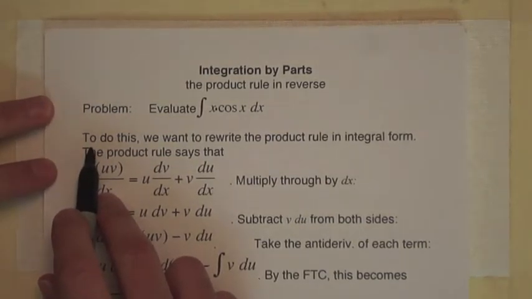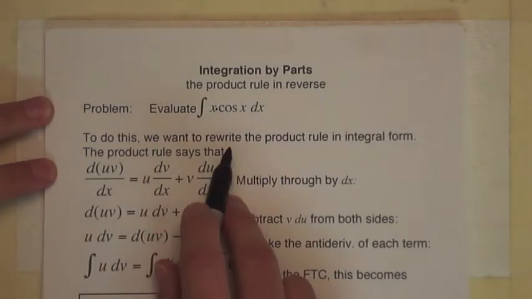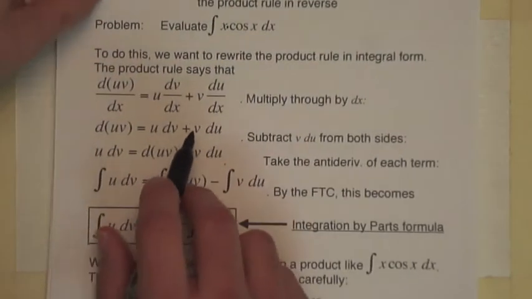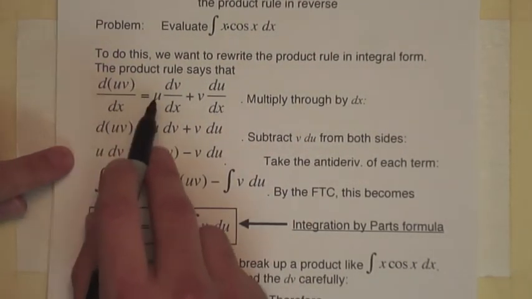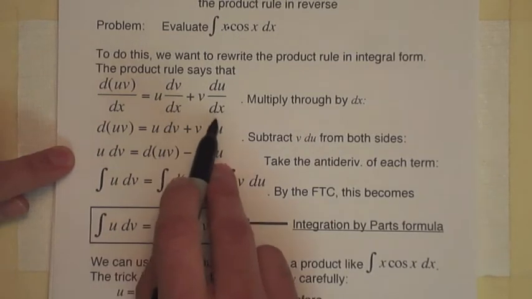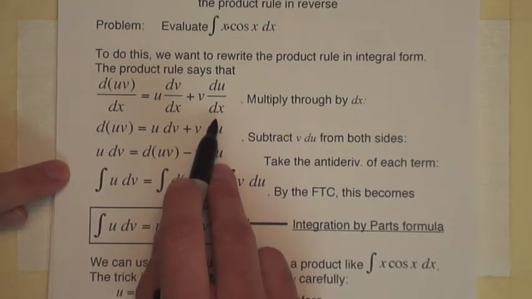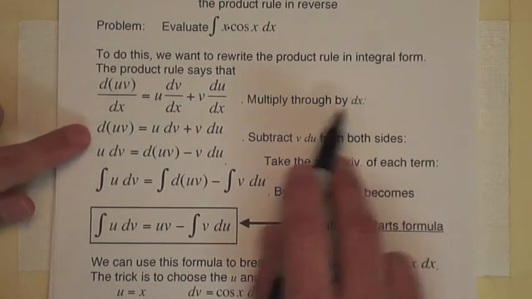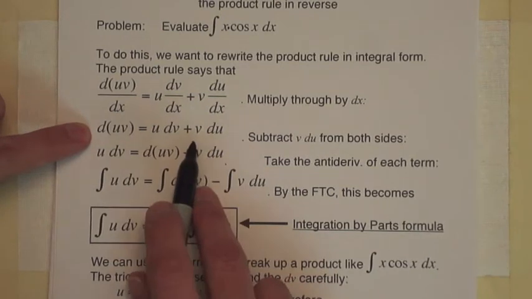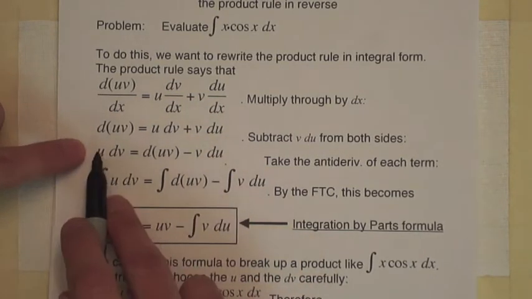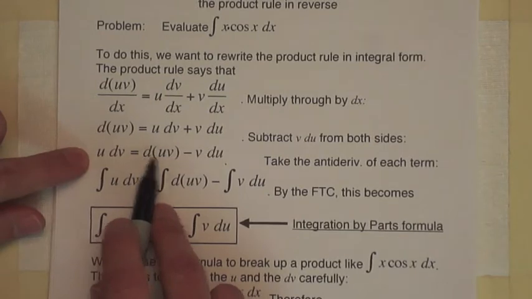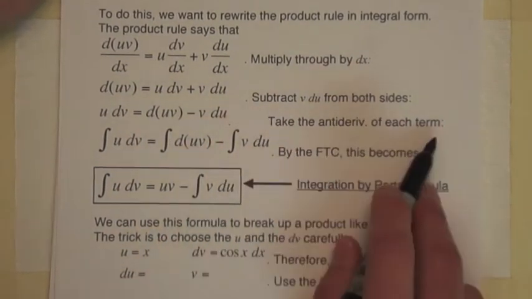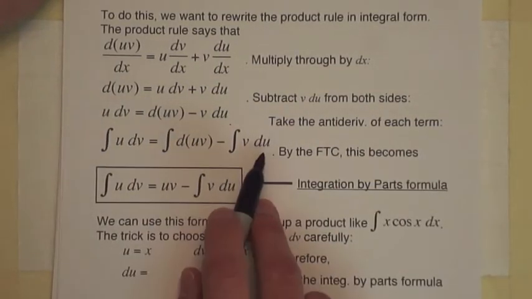Well, we can start with the product rule from differential calculus and rewrite it in integral form. Well, what does the product rule say? It says the derivative of uv is u times the derivative of v plus v times the derivative of u. So if we first clear out the denominators by multiplying through by the differential dx, we get this. If we move the v du over to the other side, we get u dv equals d(uv) minus v du. If we then take the antiderivative of each of these three terms, we get this.